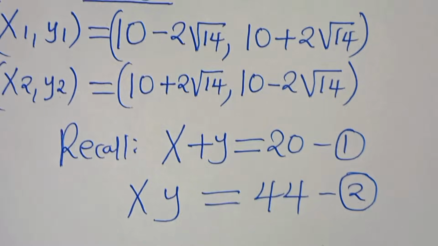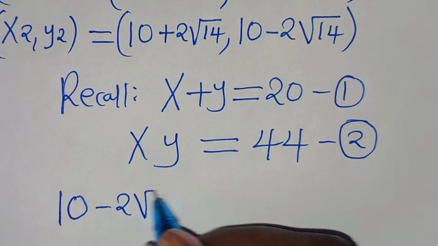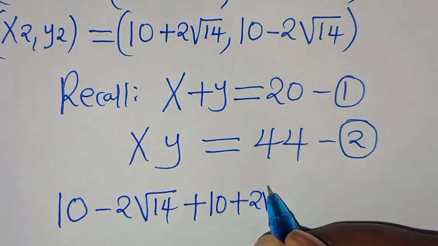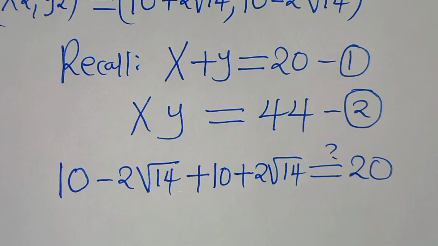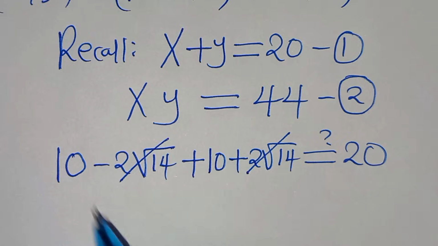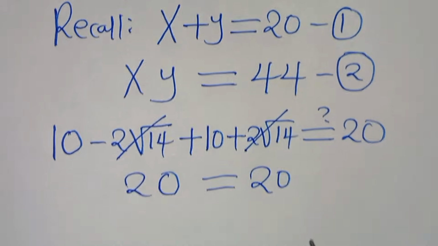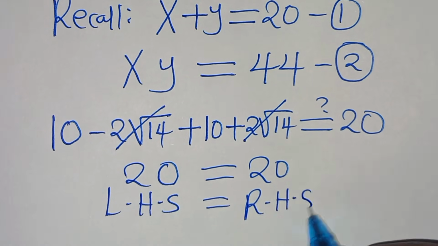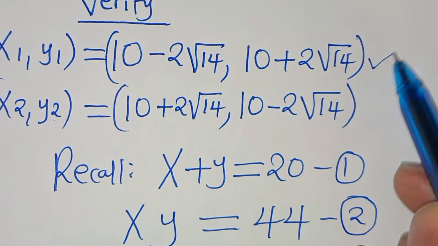Now, we can verify equation 1, which is x plus y equal to 20, by using x1, y1. So for x1, y1, we have 10 minus 2 square root of 14, plus 10 plus 2 square root of 14. This is supposed to give us a value of 20. So minus 2 square root of 14 plus 2 square root of 14 simplifies, then 10 plus 10 is 20, which is equal to 20. So the left hand side is equal to the right hand side, and this affirms that x1, y1 satisfies the equation.